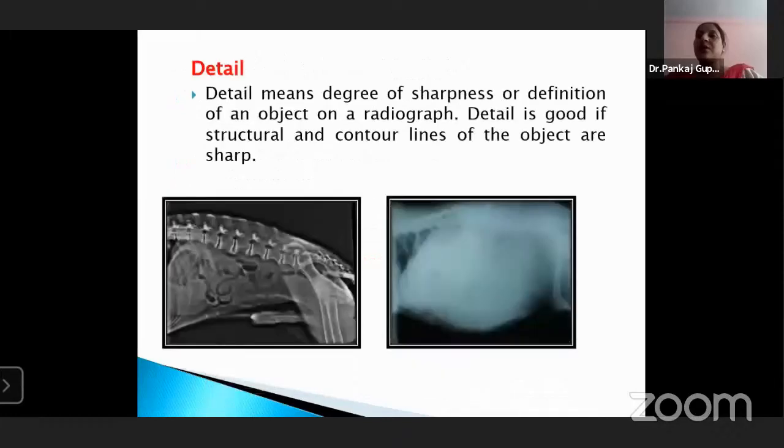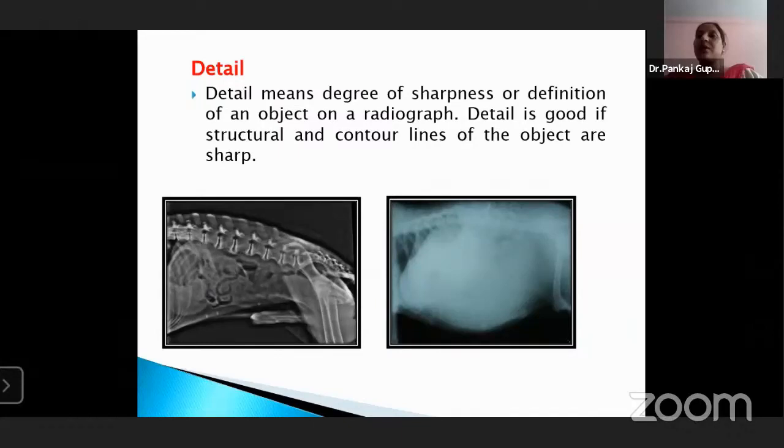Now next is the detail. Detail means the degree of sharpness or definition of an object on a radiograph. That means it should display the outline or contour of the organ being radiographed. Detail is good if the structural and contour lines of the object are sharp.